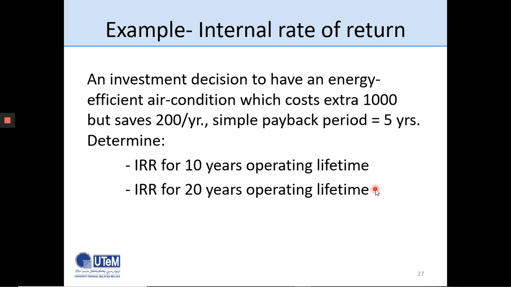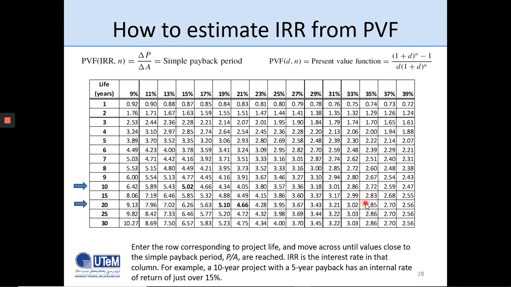Let's go back to the aircon example. If you want to buy an aircon, it costs an extra 1,000 but saves 200 per year. Simple payback period is 5 years. Determine the internal rate of return for a 10 year operating lifetime and for a 20 year operating lifetime. To calculate this, it's simpler for us to use a table. If any question on economics comes out, you can use this table to determine the internal rate of return.